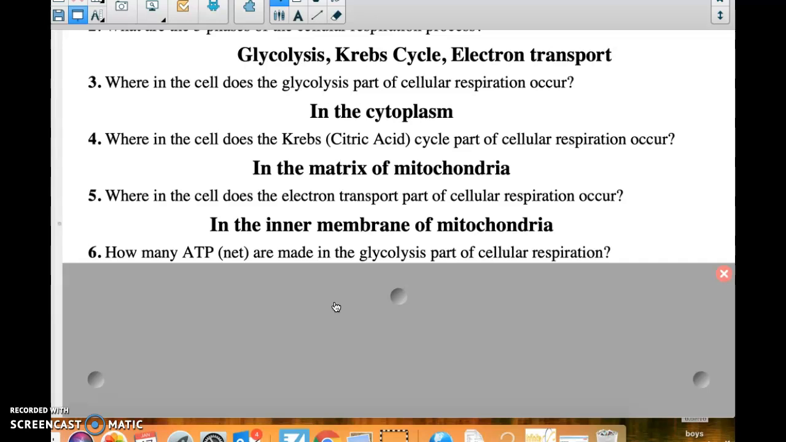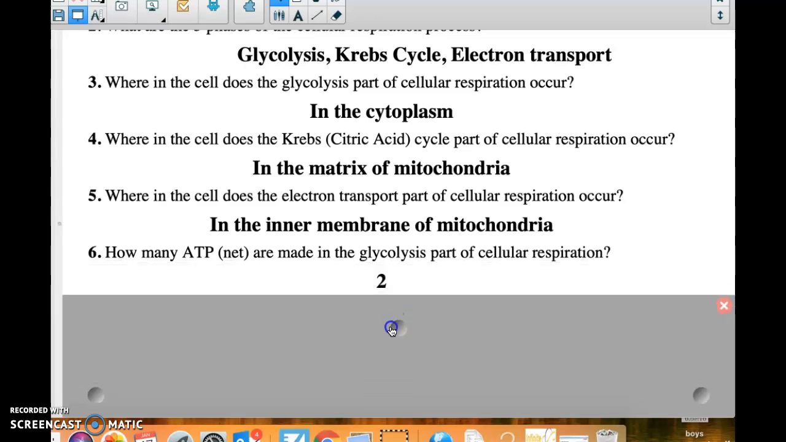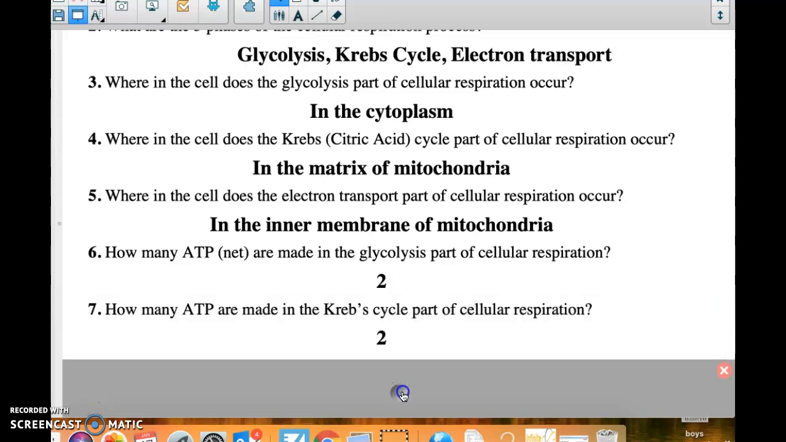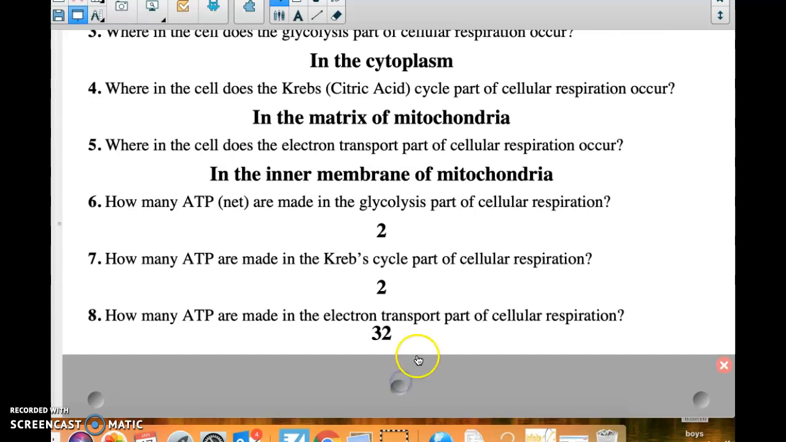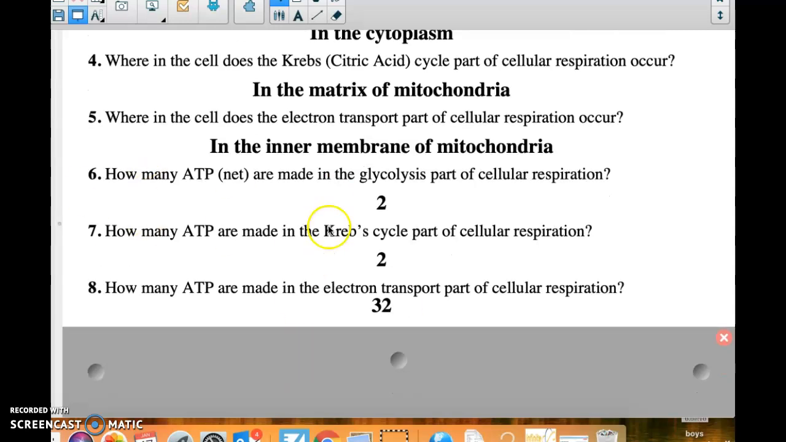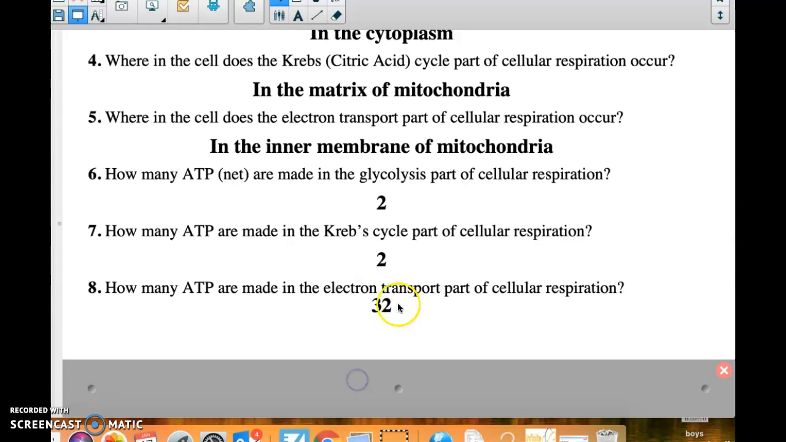So you need to know how many ATP are made in each step. So glycolysis makes 2, the Krebs cycle makes 2, but the most important stage that makes a ton of ATP is the electron transport chain, and that's a total of 32. Now the reason why it makes so much is because it has that ATP synthase, and it has those high energy electrons that it got from the Krebs cycle and glycolysis to pump all those hydrogens to get that ATP synthase to work, and then it makes all of that ATP.